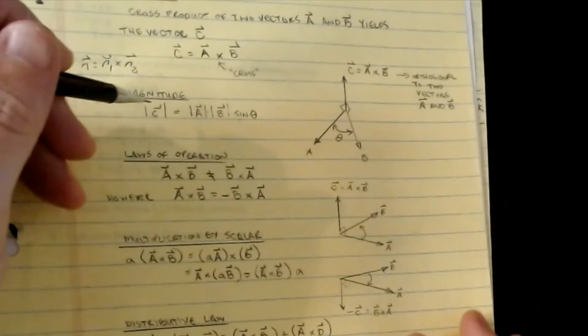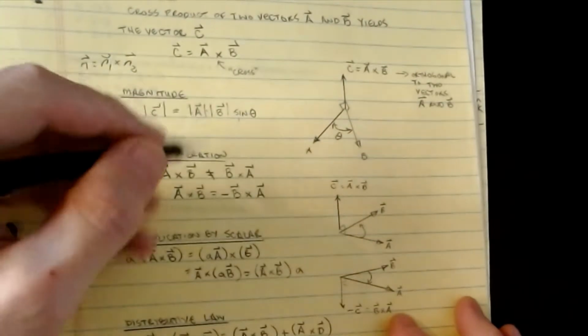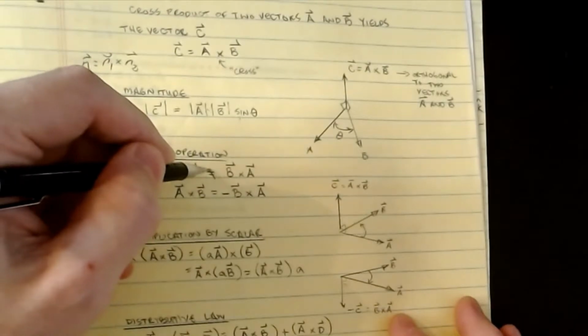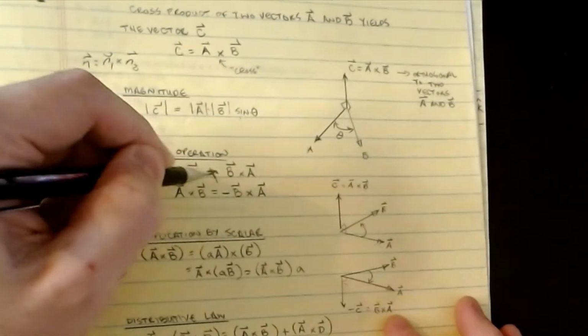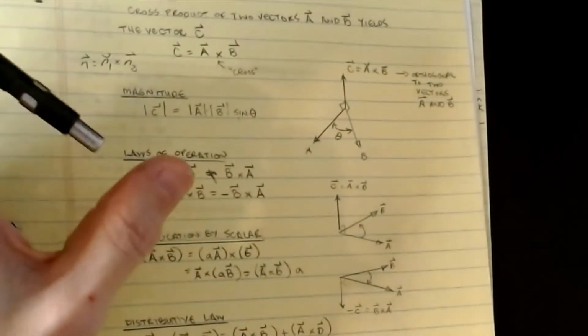So the law of operation is that if I do an A crossed into a B, that is not the same thing as B cross A. So I have to be careful of the order that I do these in.